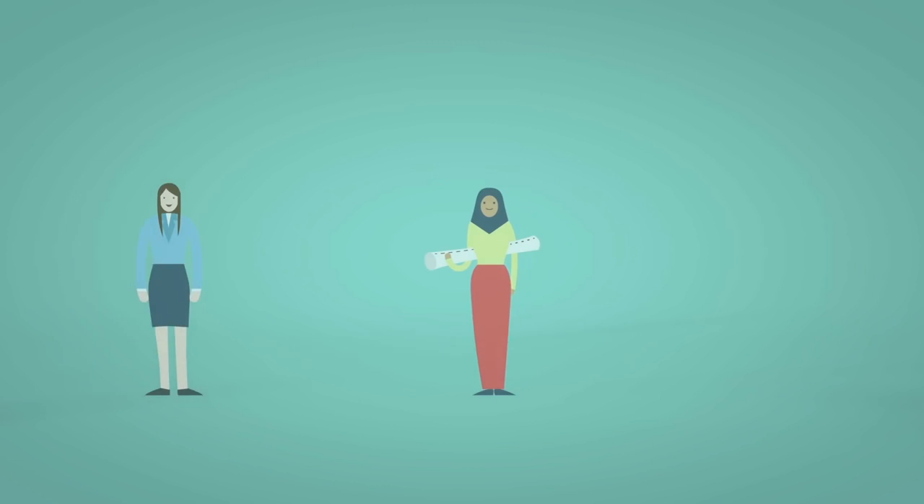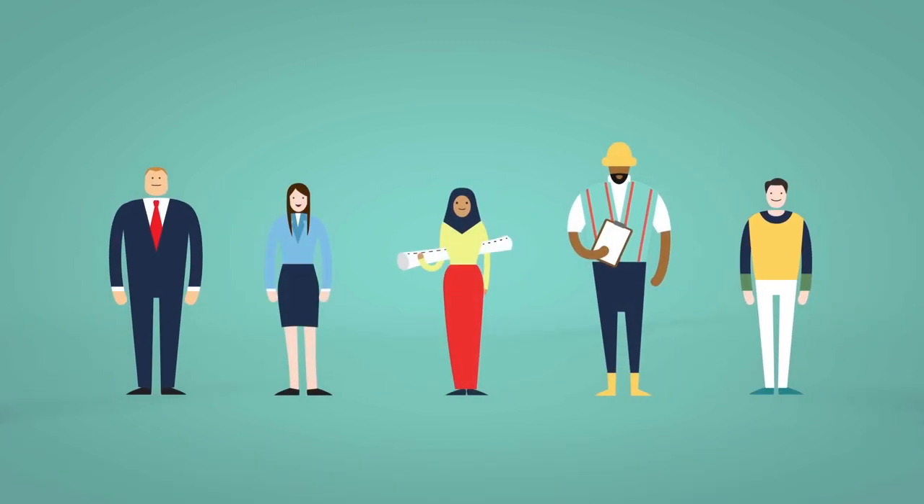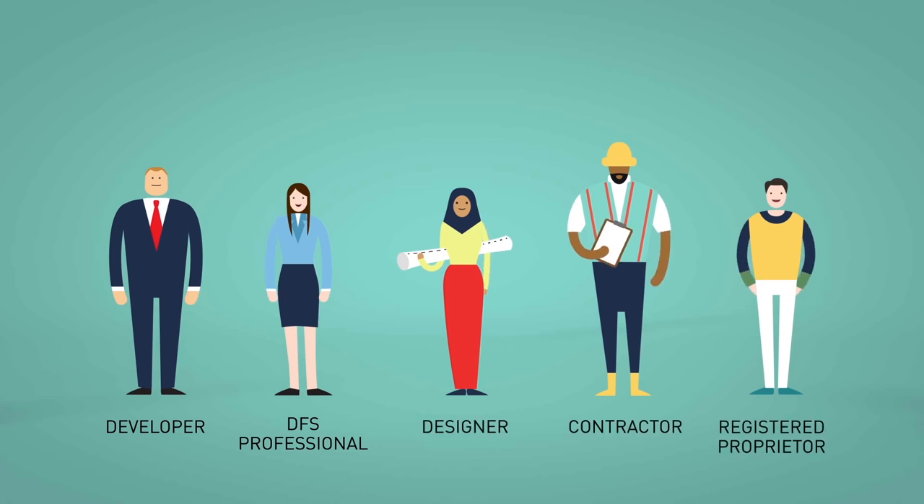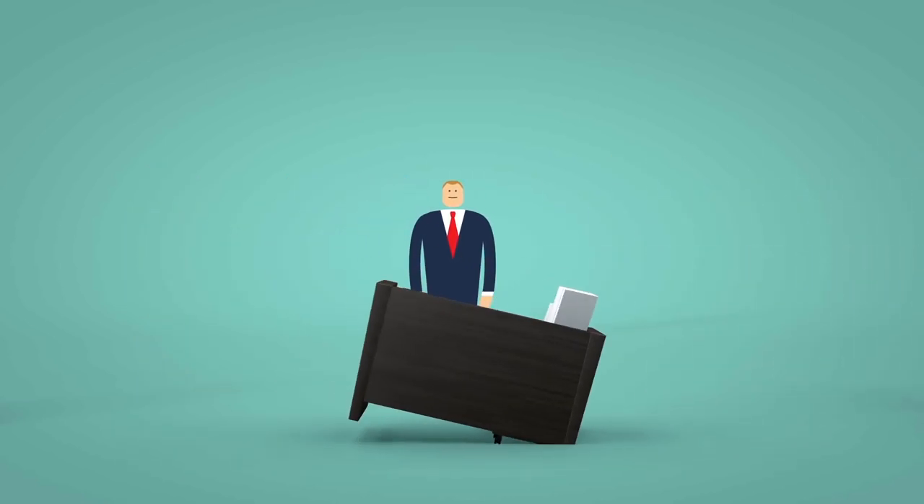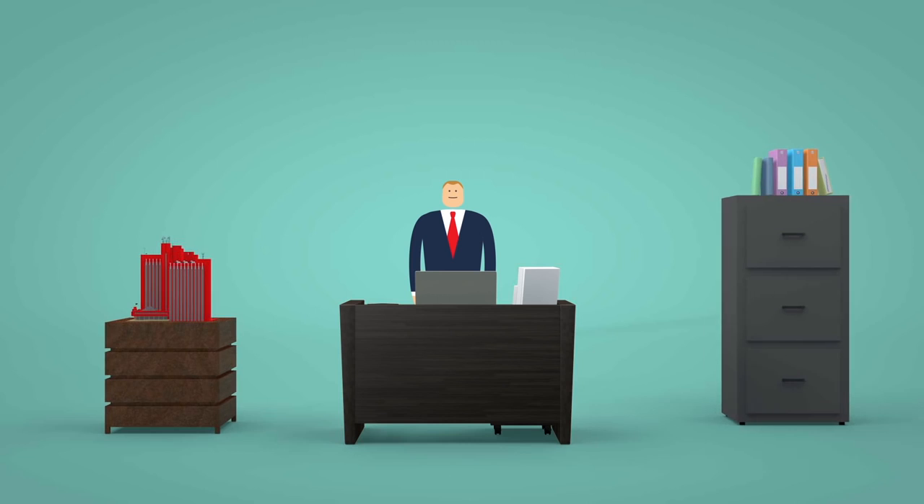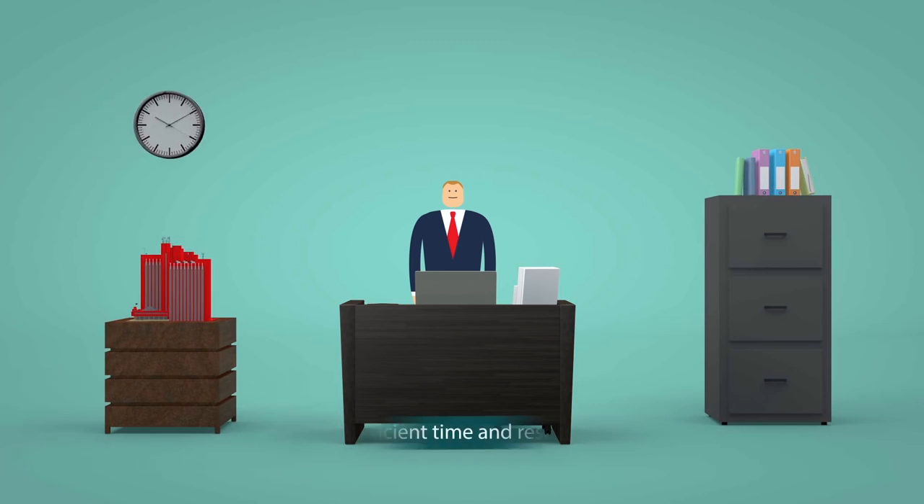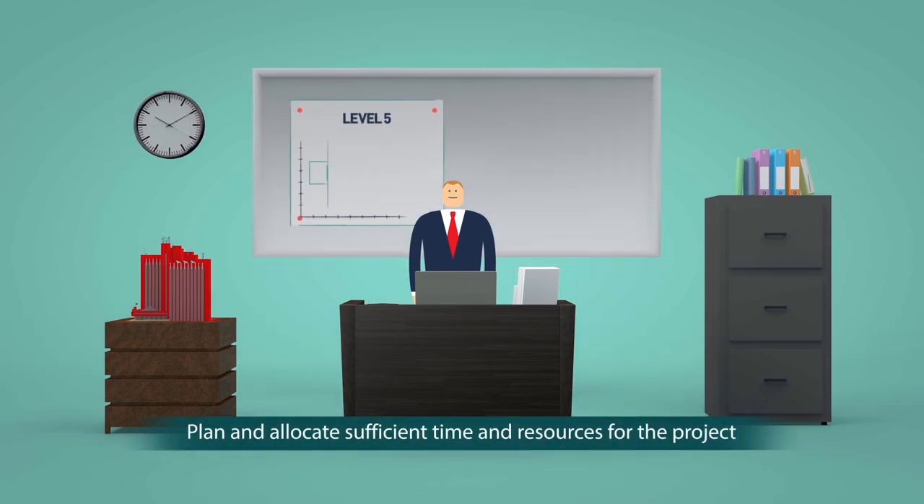Under the DFS regulations, there are various key stakeholders who are duty holders with prescribed roles. They are the developer, the DFS professional, the designer, the contractor, and the registered proprietors. The developer is the owner and financier who makes major decisions in the project. The developer has to plan and manage the project such that sufficient time and resources are allocated for it.